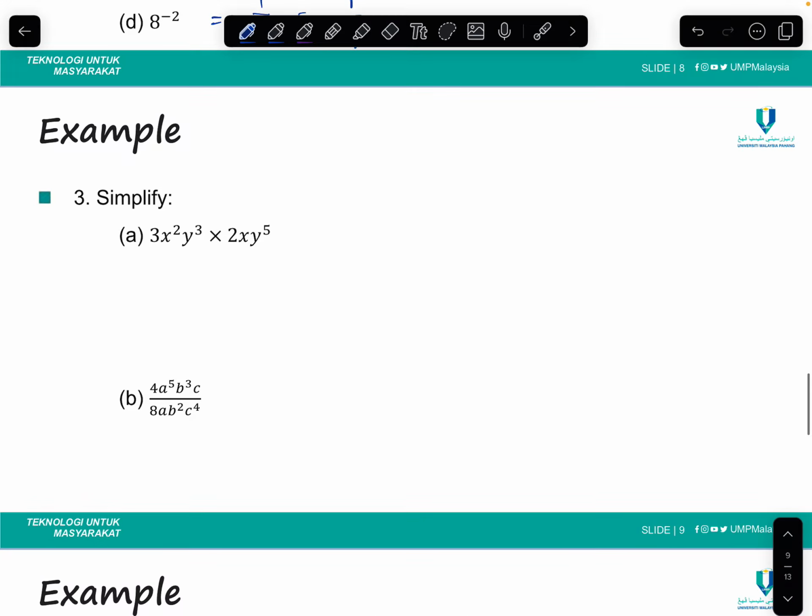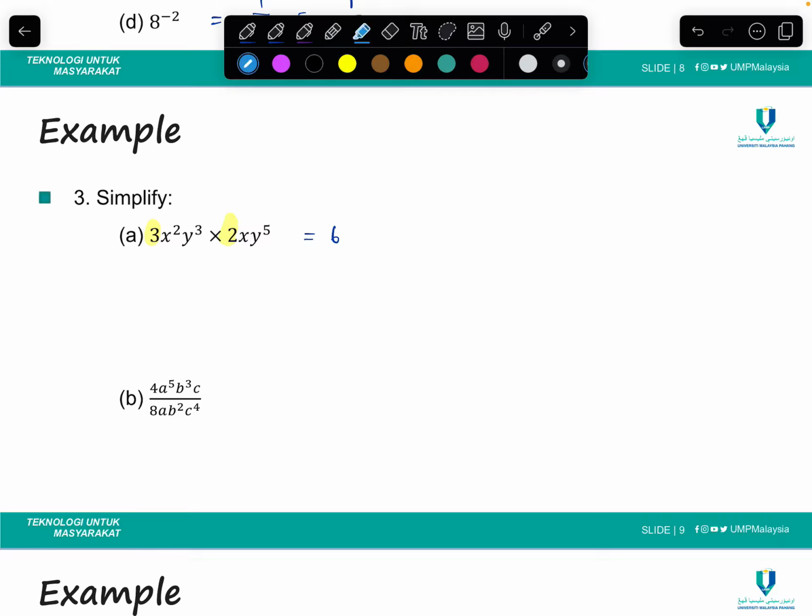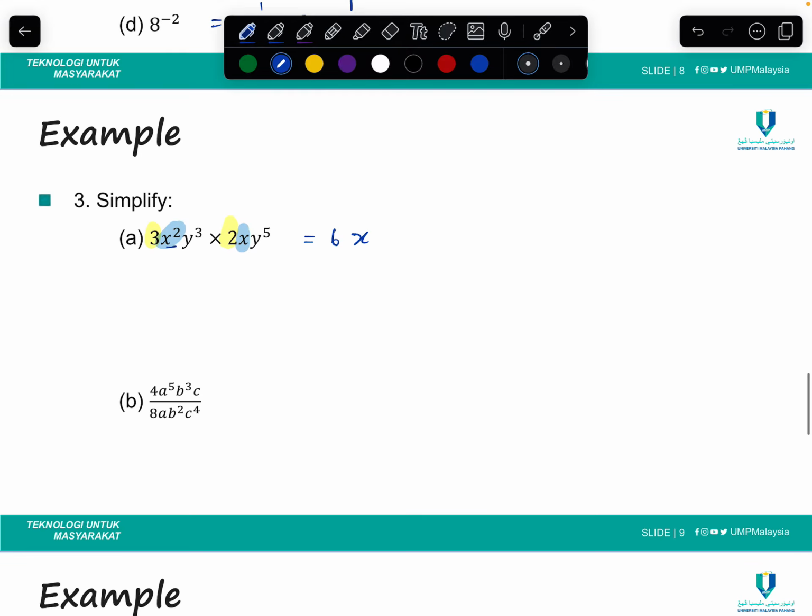Example 3, simplify. Okay, for this part you have to multiply together. Look at the number first, 3 times 2 equals 6. And now you have to collect the same variable, for example x with x. So now here you have x, since the first element has power 2 and another element has power 1, so 2 plus 1 becomes x cubed. For the y, 3 plus 5 is 8. So this is your answer, 6x cubed y to the 8.